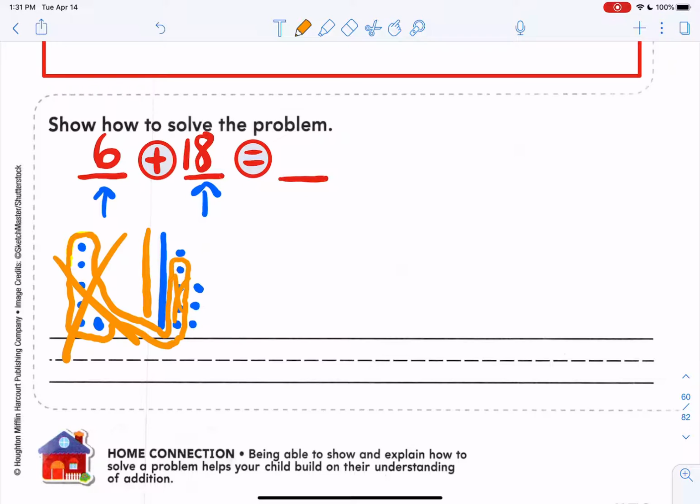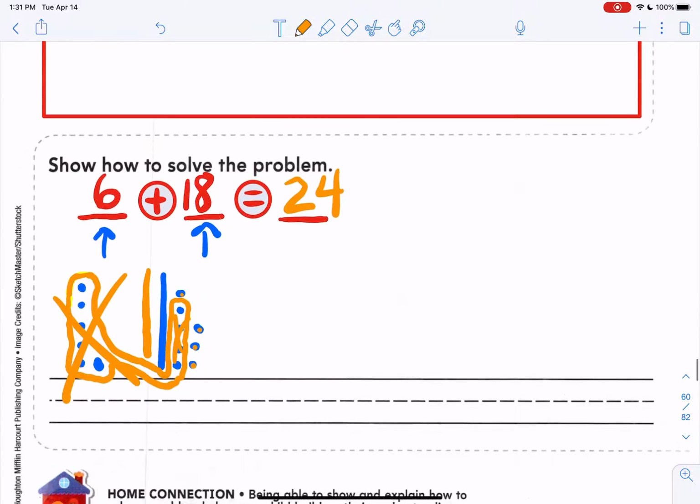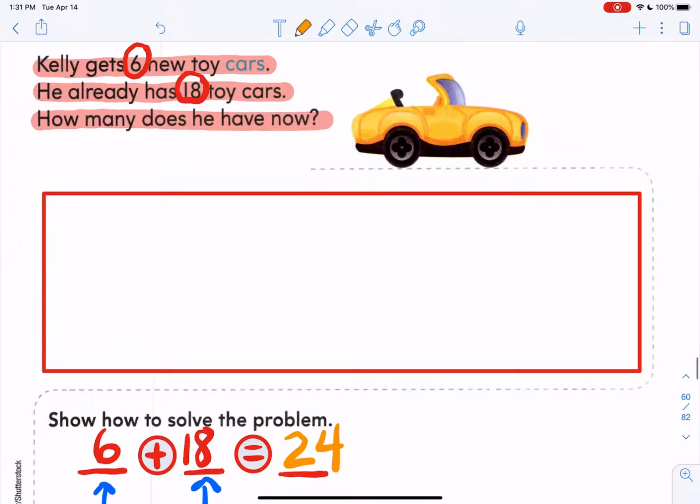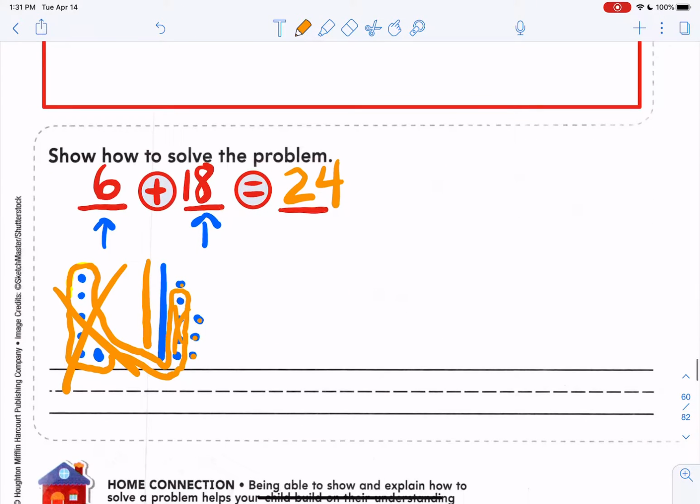I'll start by counting the 1s. 1, 2, 3, 4. I'll put that in the answer. But you have to count the 10s. And there's how many 10s? 2. So 6 plus 18 is going to equal 24. And so we can answer the question when it says how many cars, it wants to know how many cars he has now. He has 24 cars.